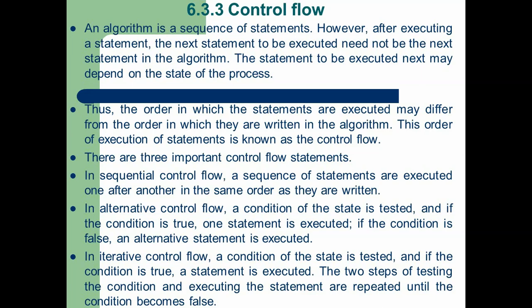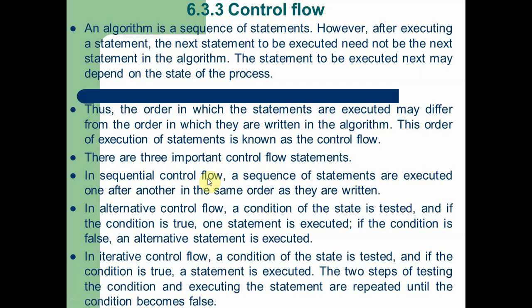The statement to be executed next may depend on the state of the process. There are three types of control flow in an algorithm. Number one, sequential control flow. It means there is no repetition and no skipping of instructions. In a program or an algorithm, a sequence of statements is executed one after another in the same order as they are written. So in sequential control flow, there is no skipping of statements and no repetition of statements.